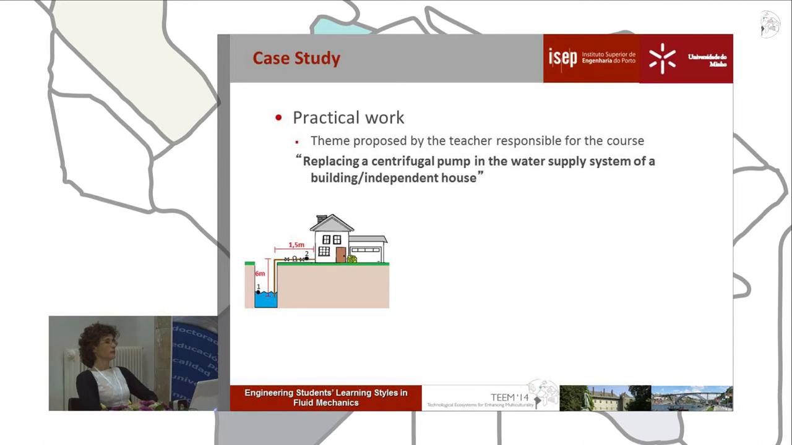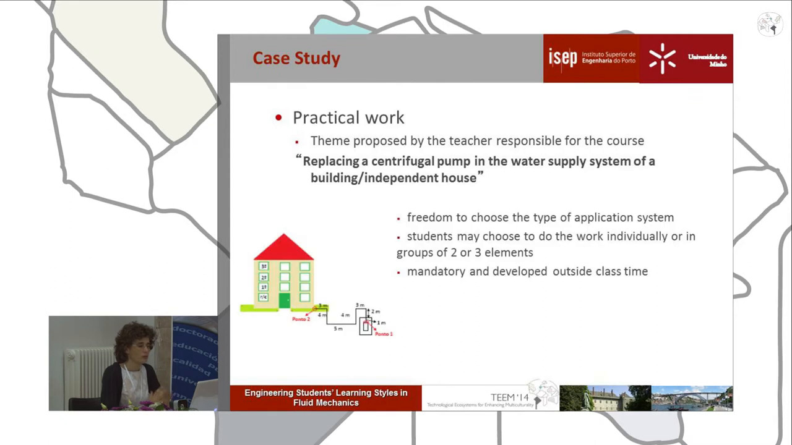Concerning the practical work, it was proposed by the teacher of the course, and for these last two or three years, the subject is replacing a pump in the water supply system of a building or an independent house. To fulfill this practical work, the student must take into account several points. The student has freedom to choose the type of water supply system for a building or independent house.